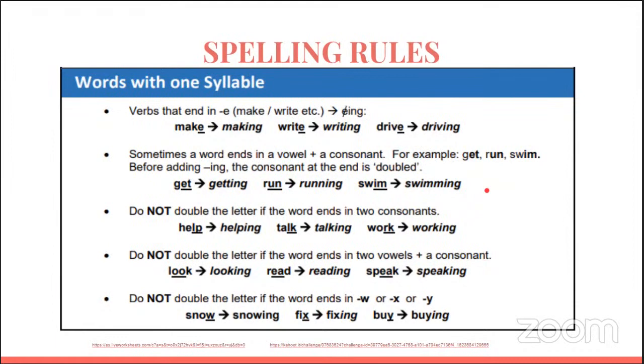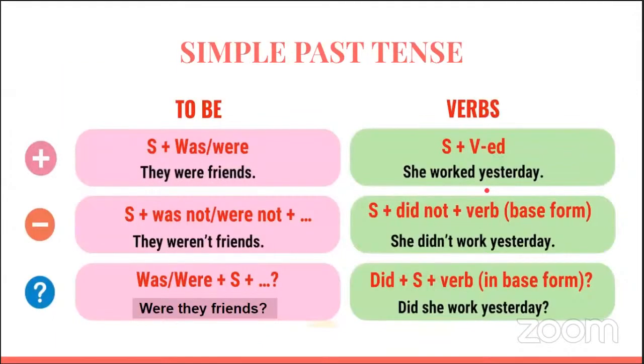Perfect. Let's please continue. We are going to be reviewing another basic structure, which is the simple past tense. For the simple past tense, we also have to remember that we have two grammar tenses: the one with the verb to be in the past, which is was or were, and the other one with verbs in the simple past and with the auxiliary did.